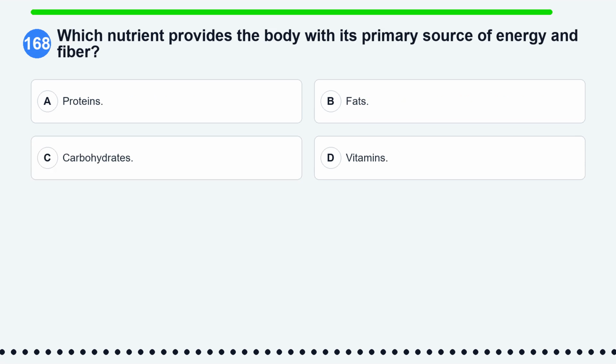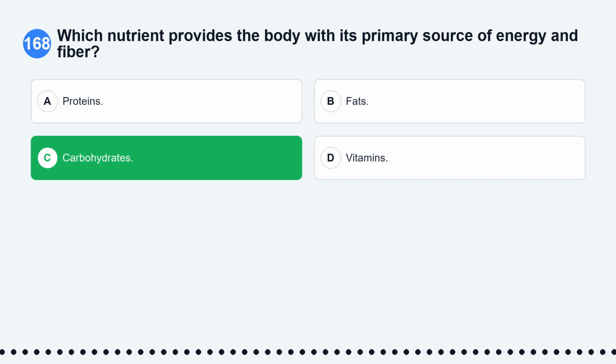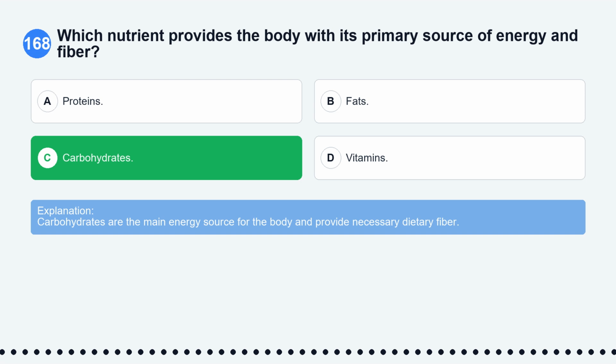Question 168. Which nutrient provides the body with its primary source of energy and fiber? Option A. Proteins. Option B. Fats. Option C. Carbohydrates. Option D, vitamins. The correct answer is option C, carbohydrates. Carbohydrates are the main energy source for the body and provide necessary dietary fiber.